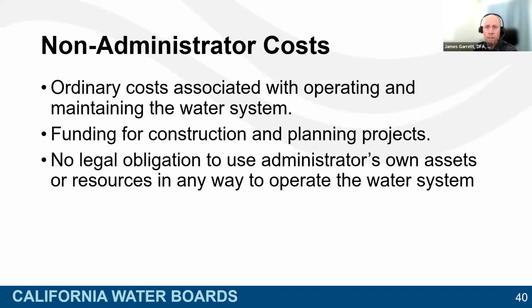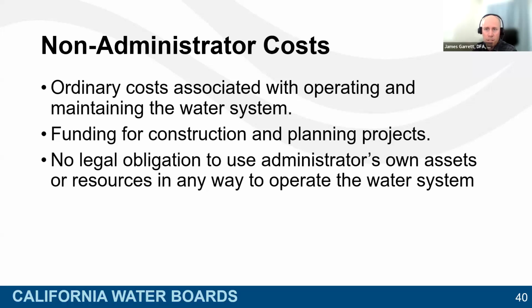And this slide shows some examples of costs that cannot be reimbursed under an administrator funding agreement. So the designated water system shall be responsible for ordinary costs that are associated with operating and maintaining their water system. And the administrator, once appointed, is expected to continue collecting water rates from the customers and applying any revenue that is generated for operation of the water system.